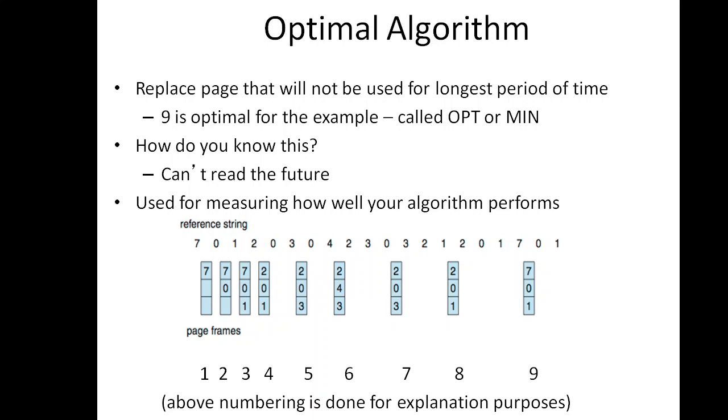Next we have 0. Can I replace 0? 0 is used right here in the 5th position. Next I have 1. 1 is used at the 14th position. So 0 and 1 are nearer compared to 7. I can replace 7 since 7 is not used for the longest period of time. So 7 is replaced with 2. Next page we have is 0. You can see at block 4, which I have numbered below, 7 is replaced with 2.